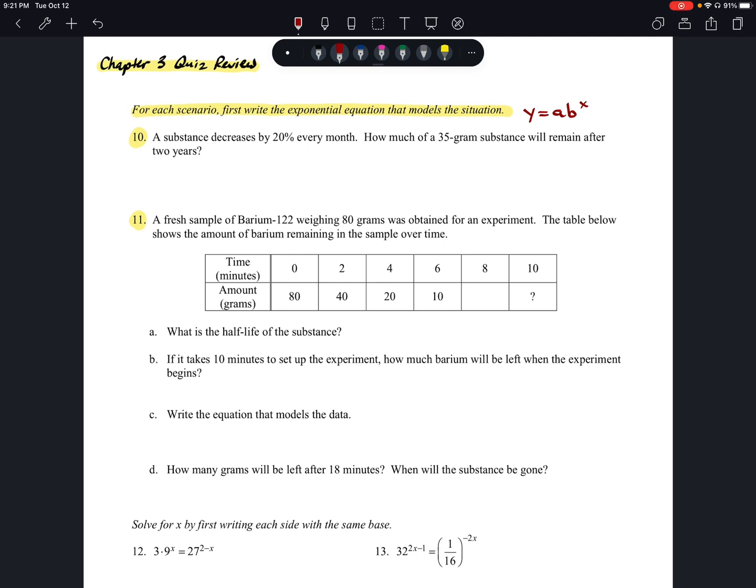Since our substance is decreasing by 20% every month, we're losing 20% of 100. So that means we are retaining 80% each month, which would make our multiplier 0.8, right? That's our b value.